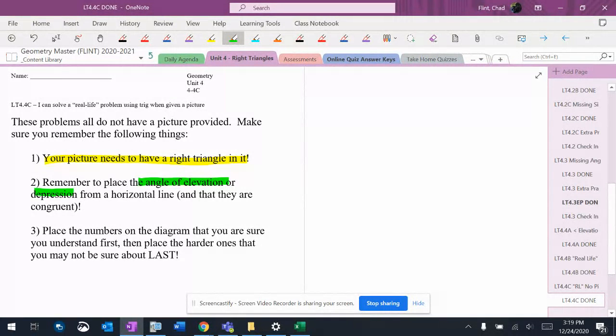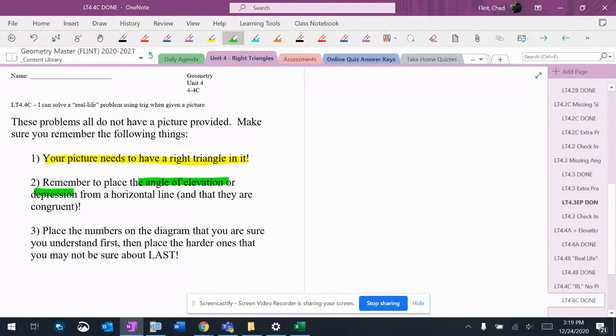The other thing is you're going to get told numbers about how tall things are, how far away things are, different numbers in the problem. Some of the numbers you're going to know, obviously, definitely where they go. And then some other numbers you're maybe not going to be sure about. Maybe something you've never heard about before.